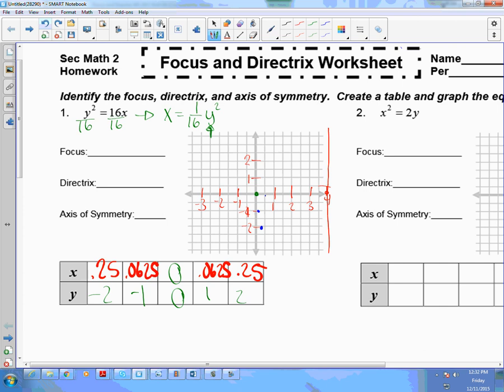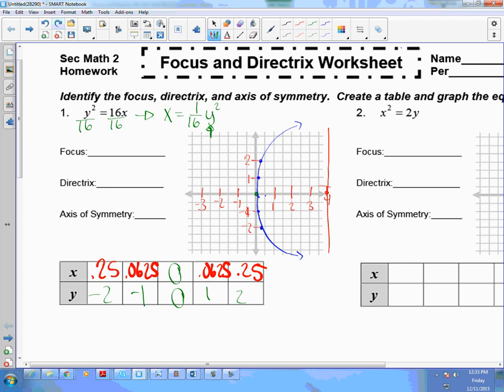Okay, so we have 0, 0, which I already plotted. We have 0.0625, 1, which is really close to the y-axis. Very good. And 0.25, 2. If we connect those, they are going out just barely. And is it concave right, as we wanted? Good.